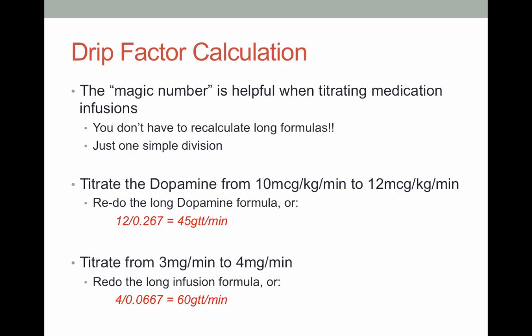Same thing with the lidocaine. I originally had 3 milligrams a minute. If I wanted to titrate up to 4 milligrams a minute, instead of redoing the infusion formula, I can take the new dose of 4 divided by our magic number and titrate up to 60 drops per minute. And all those divisions just took a few seconds, and I didn't have to sit down and do any long formulas over again.